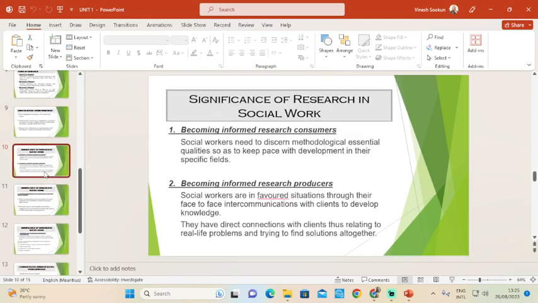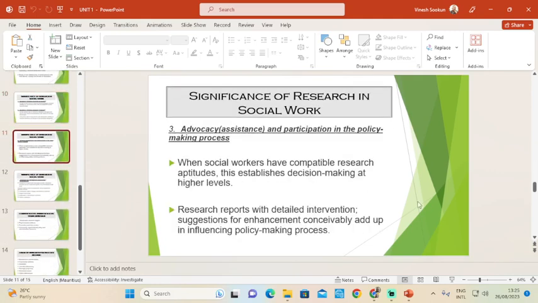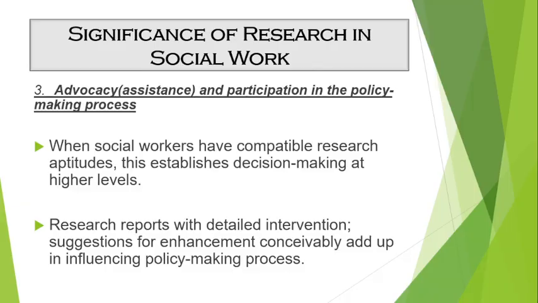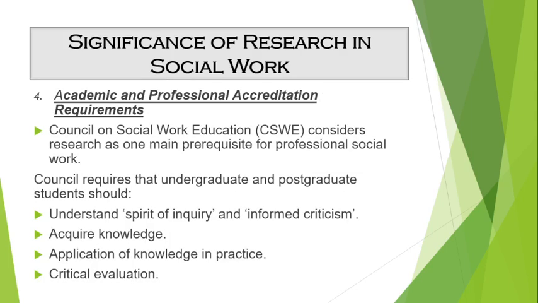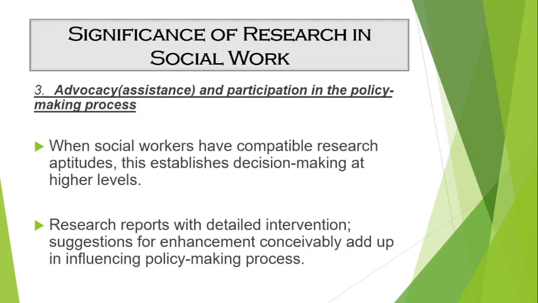So when social workers have compatible research aptitudes, this establishes decision making at higher levels. Okay, we saw that. Now, research reports with a detailed intervention and suggestions for enhancement conceivably add up in influencing the policy making process. You can even draft reports when you have those interactions with the people concerned, with detailed intervention, on how you are going to find solutions to these problems, right? And then, of course, you are going to suggest solutions which will definitely help in policy making.